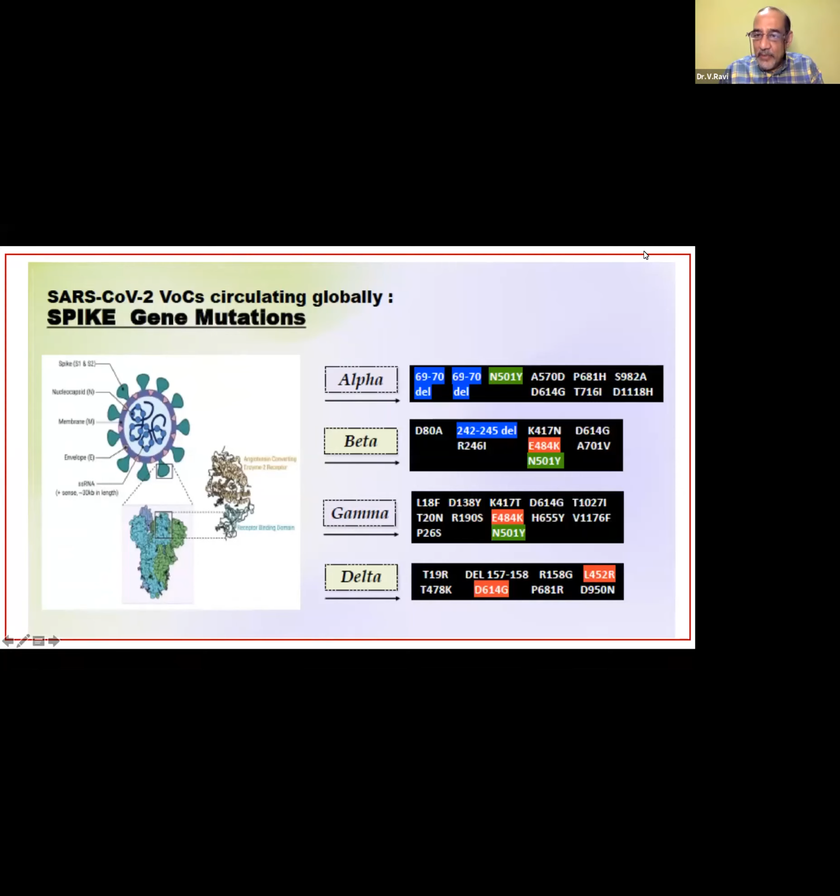They are signature mutations. For alpha, the signature mutation is N501Y in the spike protein. Beta has that mutation plus E484K, and these are amino acid positions, and I'm talking of spike amino acid positions. And when we do sequencing, we look for these mutations and then do variant calling. Gamma has 501Y. That means it has the same UK variant and South Africa variant mutations, plus additional mutations.